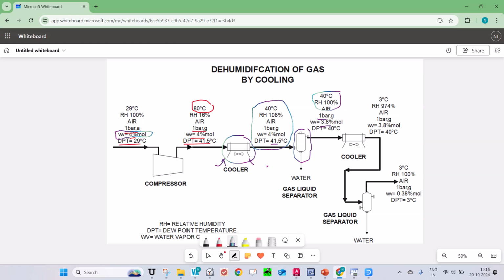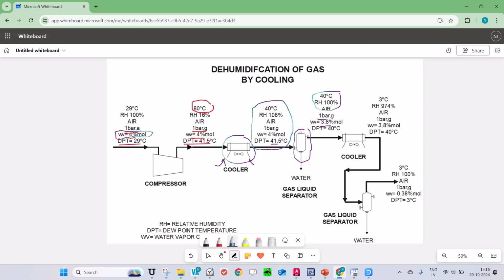Now, like I said, in many of the applications this may not be enough, and we won't be able to increase the pressure further because it's not required by the process, let's say. But we still want to reduce the moisture concentration further. So, what do we do for that?